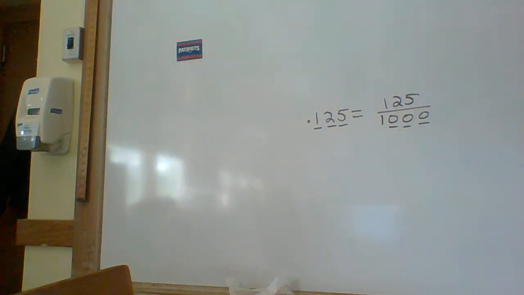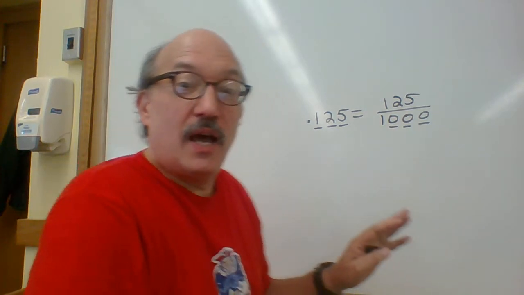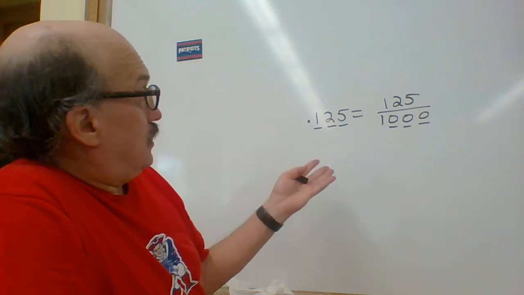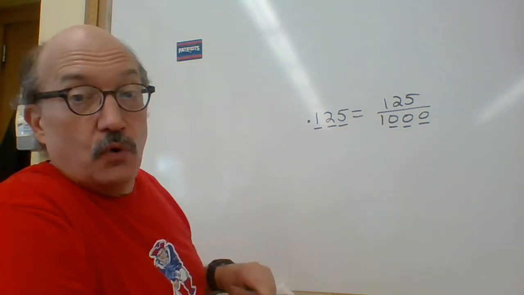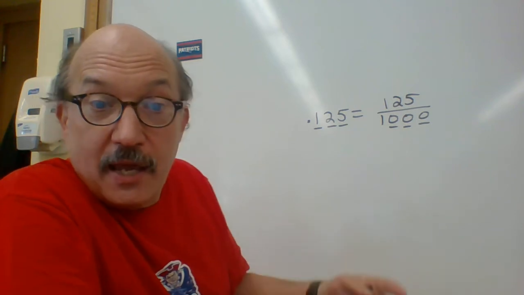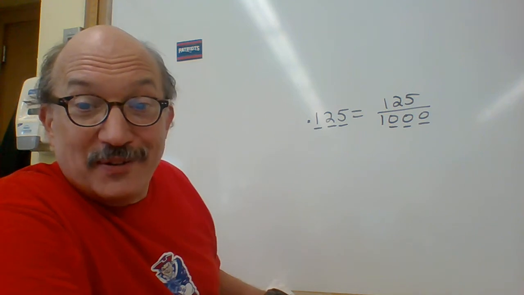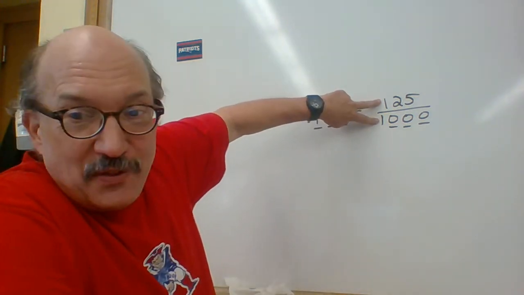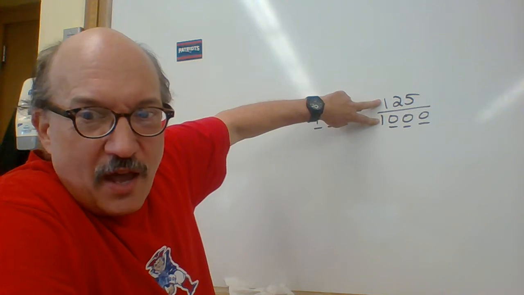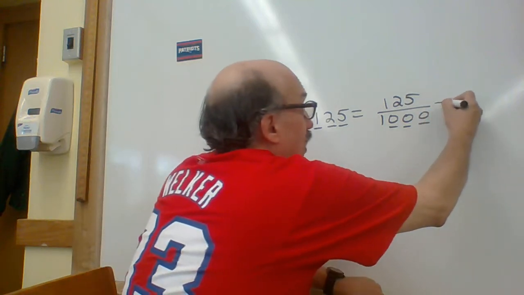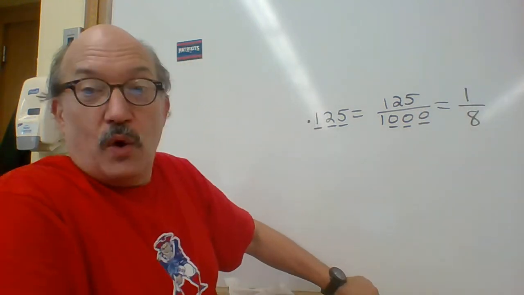So the way we can put this into a fraction form is automatic. It's a mechanical process involving counting. Might as well point out that if we were to divide the top and bottom of this fraction by 125, you may not recognize that 1,000 divided by 125 is 8, but it is. So this fraction simplifies all the way down to 1/8.